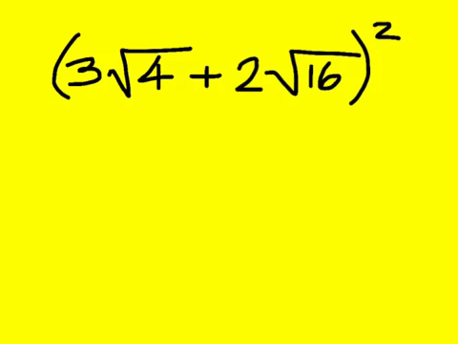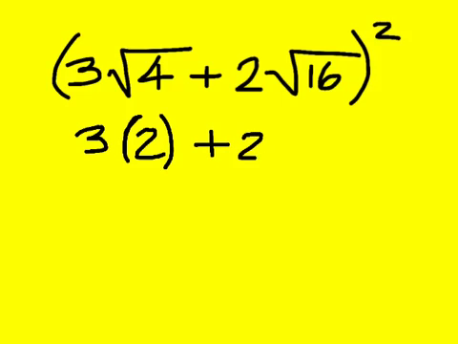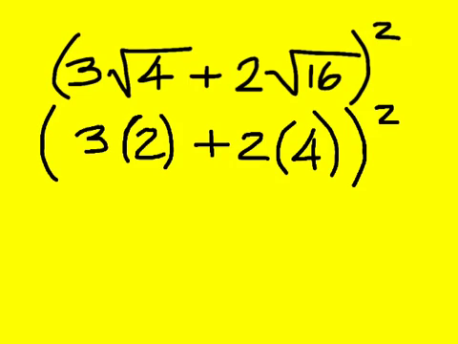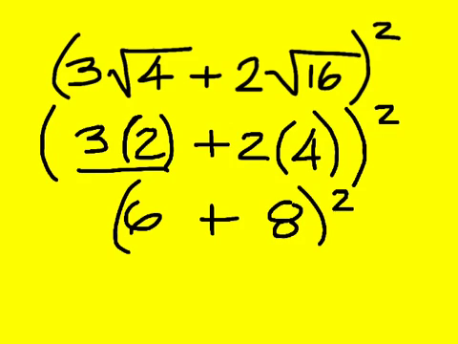Time for example problem number 3. Now we have quantity similar to last night. 3 times 2. Square root of 4 is 2. And then plus 2 times 4. Square root of 16 is 4. And you have to square all this when you get finished with it. 3 times 2 is 6. 2 times 4 is 8.